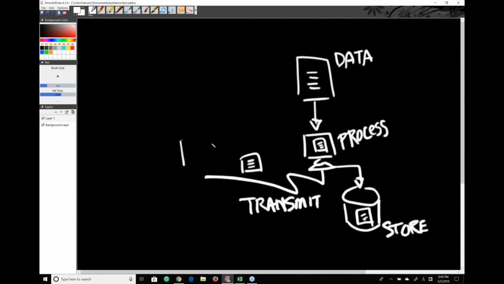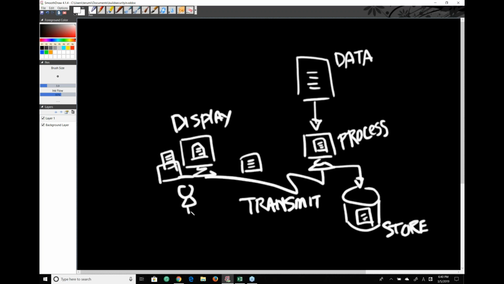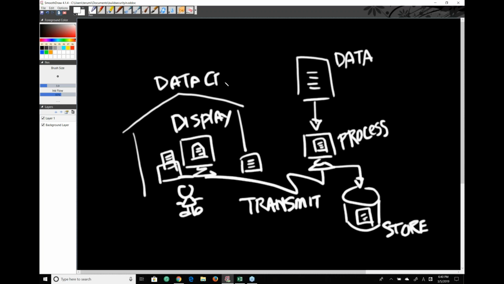And when it reaches its destination, there you go, that's the destination, it usually is displayed, right? So we display it, and the display could be anything from a display system or perhaps a printer, right? Anything that displays it. And in fact, anything that a person can see is part of the display. And when you display it, the display is also done in a facility, something like a data center. Here we go, data center.